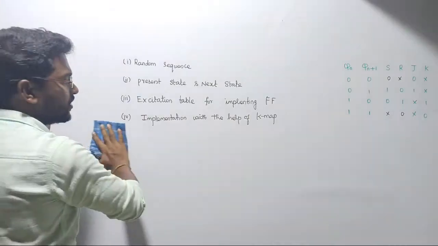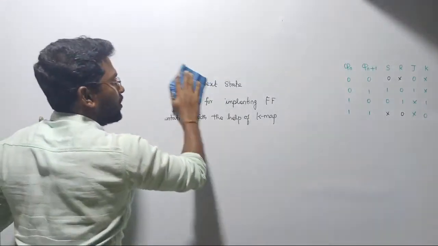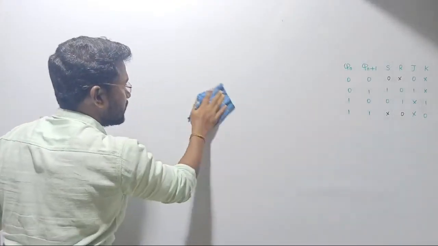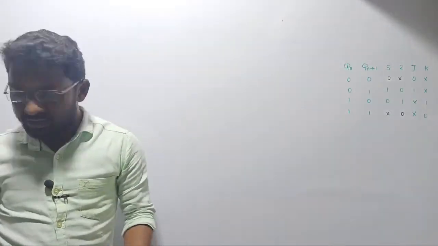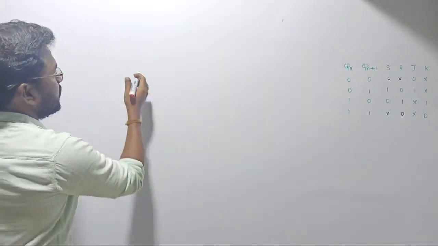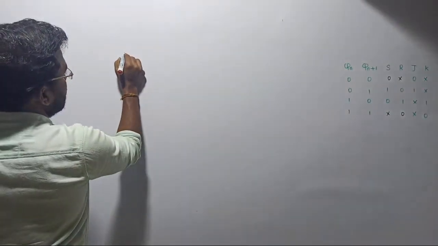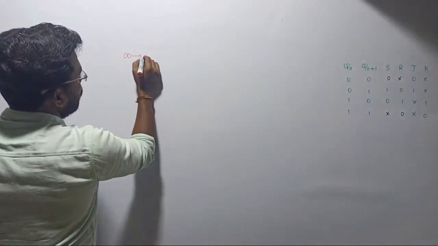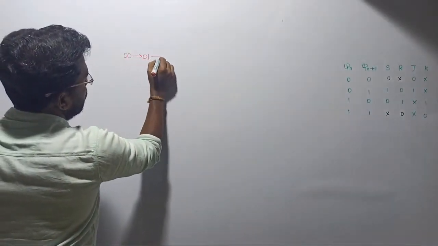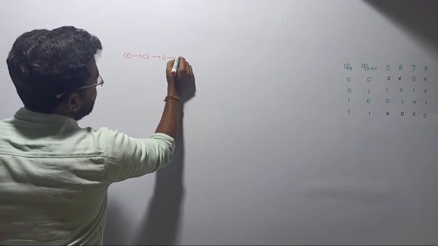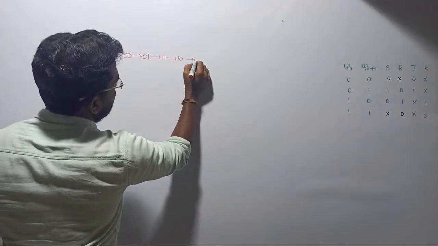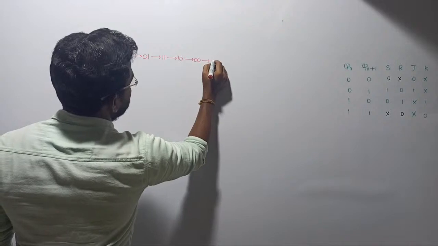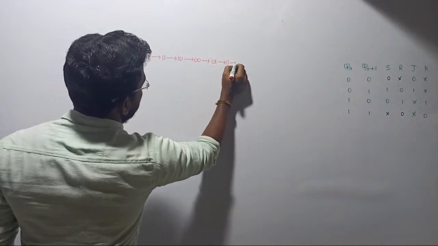So this is the general procedure. Let me take some random sequence. So let us do these things now. For an example, let us consider a random sequence is given. It is 00, and then next they are going to 01, next they are going to 11, and then they are going to 10, and then they are getting back to 00, and then again 01, again 11. It is continuous.